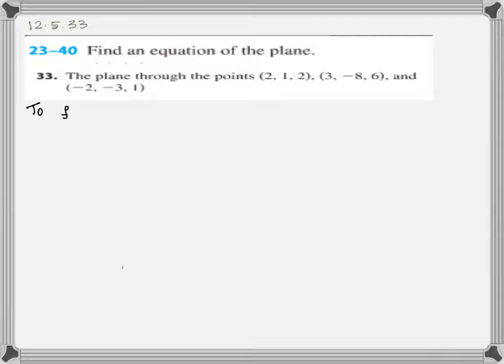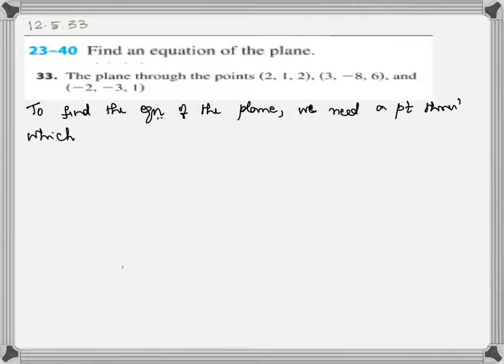So in order to find the equation of the plane, we first need a point and a normal vector. We actually have 3 points, and we can pick any one of them, a point through which the plane passes, and the normal vector to the plane. These are the two things that we need. We already have a point, which can be chosen as the first, second, or third one. We need a normal vector.